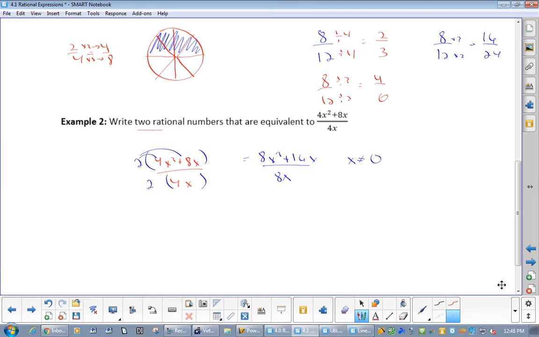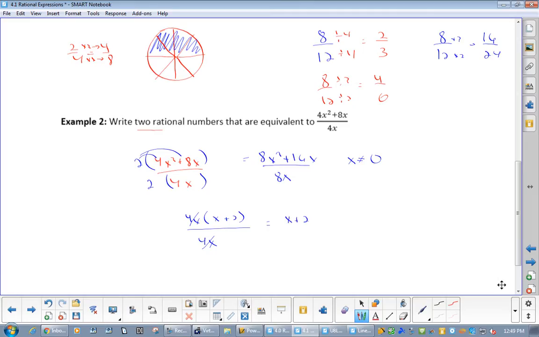Okay, another thing you could do is you could factor the top. Now what can you take out of 4x squared and 8x? What can you pull up front? What can you divide out of both of those? 4x. 4x would be the best, right? 4x is the most you could take out. So 4x, and this would be x plus 2. And what's on the bottom? 4x. And that crosses out. That would equal x plus 2.